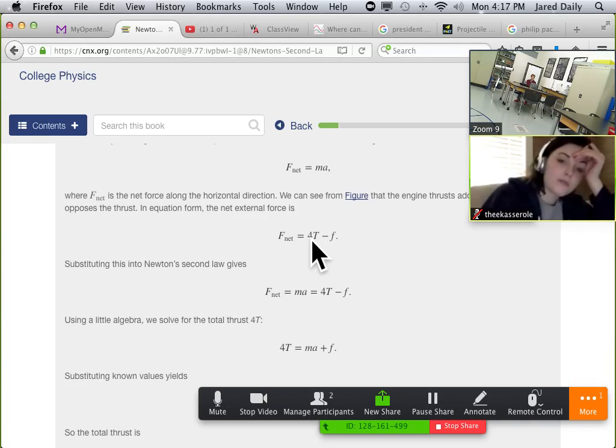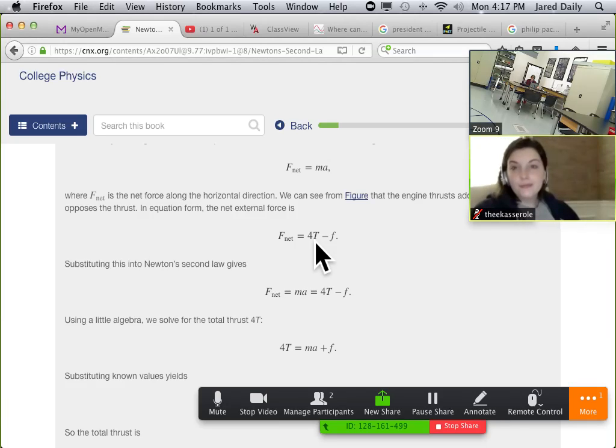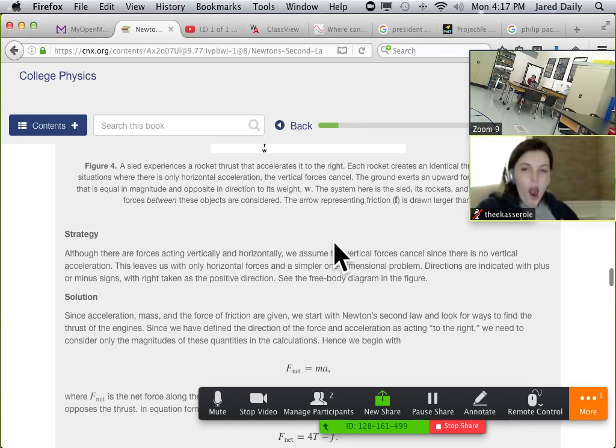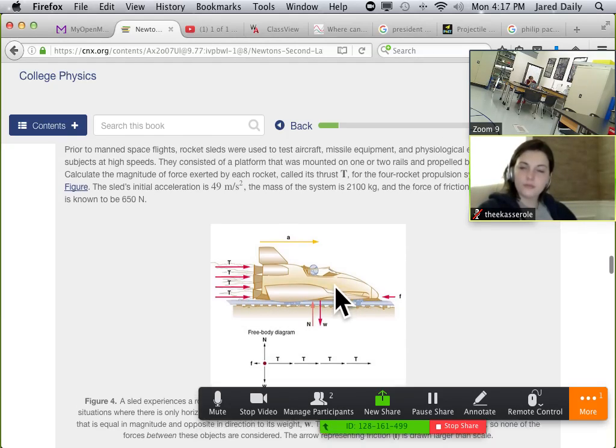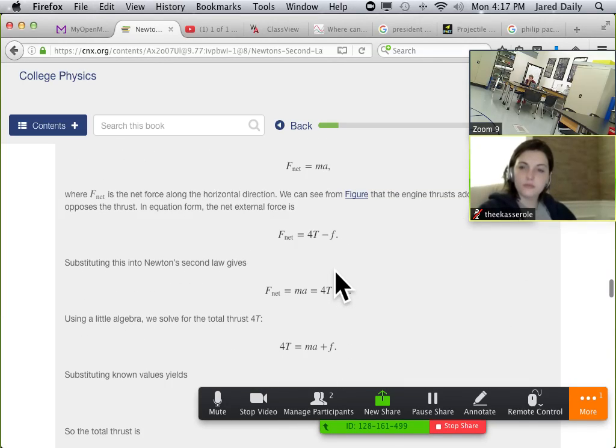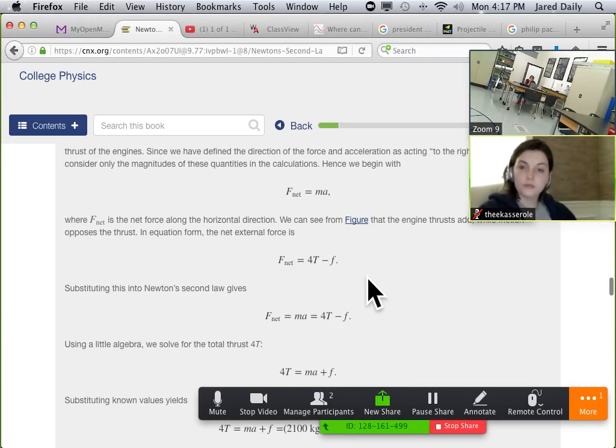Since there are 4 engines, 4 rockets on this sled, then we have to take the thrust from one of those rockets, which is the force pushing the jet car forward. We have to multiply by 4 because there are 4 engines on there. Then we subtract off the only other force in the problem, which is the friction, which pushes us backwards. The friction is always in the opposite direction of motion. Don't forget that. So, the equation becomes 4T minus f from that force.